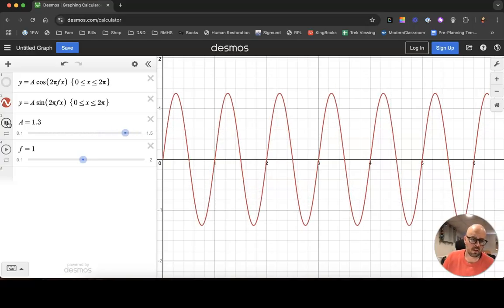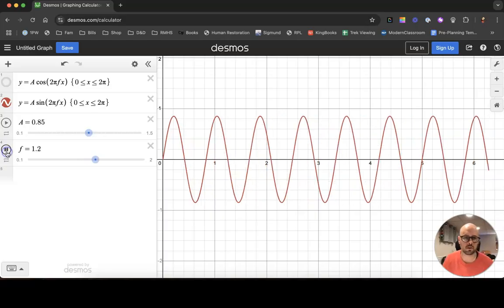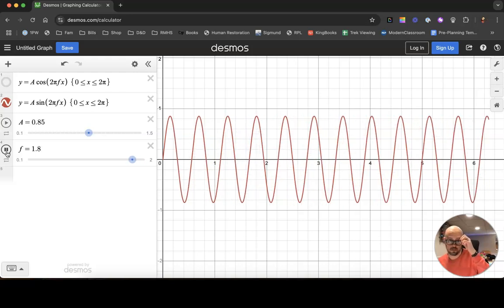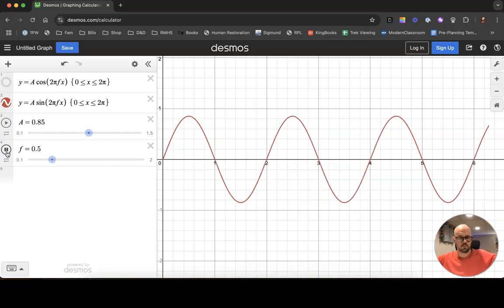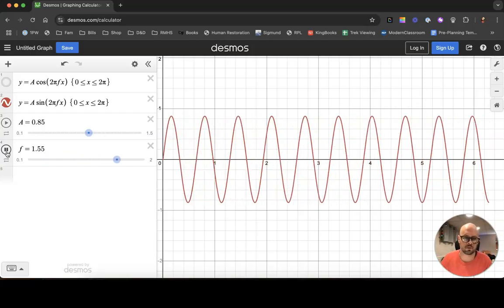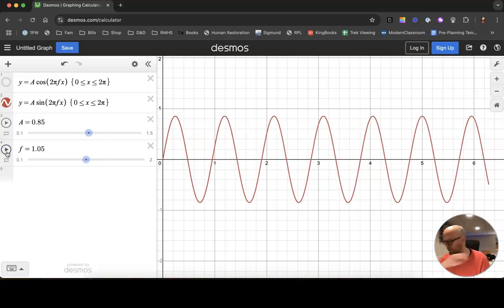The frequency value tells you how squishy this function is going to be. So the frequency is inside the trig function, so it's going to modify that coefficient in front of the variable. And so as the frequency goes down, the function spreads out, and as the frequency increases, the function squishes. So the graphs can be used to view whether you have a high or low amplitude, or a high or low frequency.